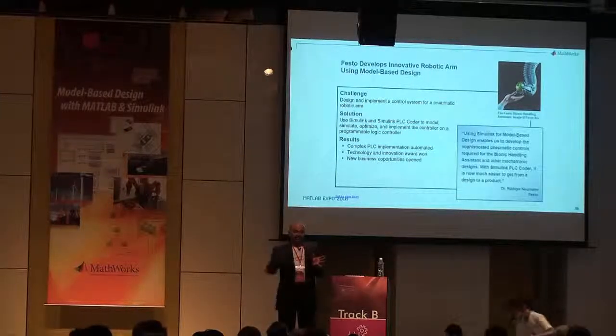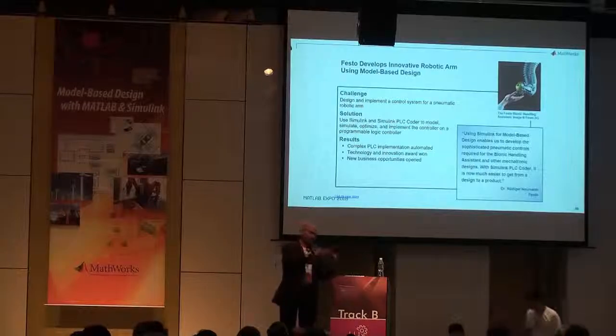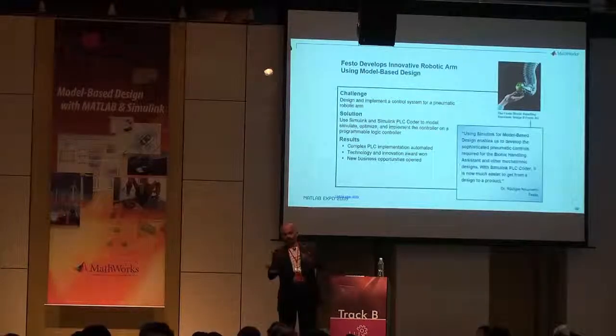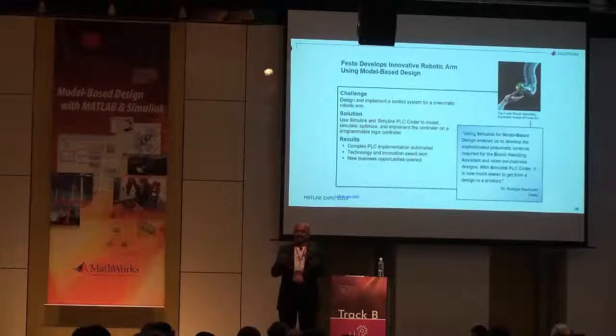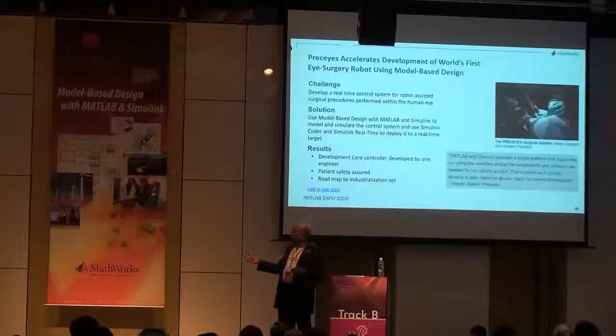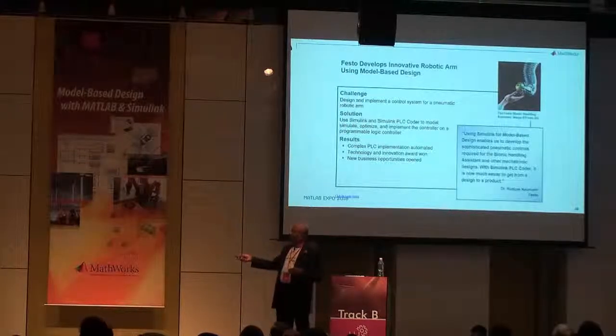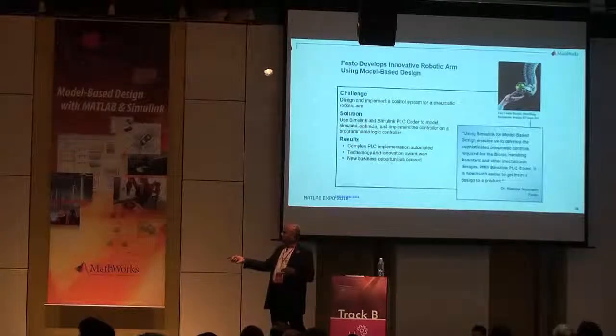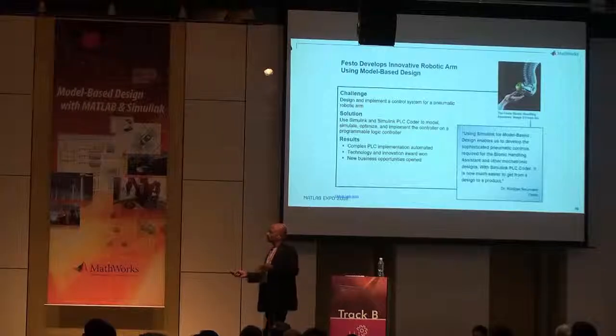So as your needs change, sometimes you might want to generate C code, sometimes you want to generate PLC code, or GPU, or DSP. That's the beauty of it. You can keep your IP in the MATLAB Simulink model, and as your needs change, you can generate code appropriately. The same benefits that we saw before, we were able to get this done faster, cheaper, better.